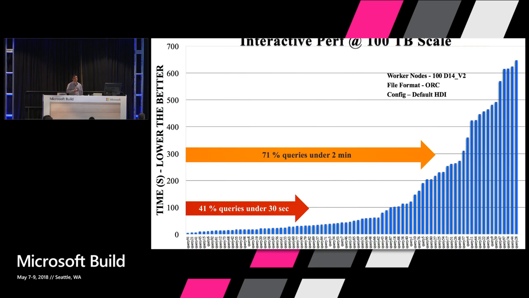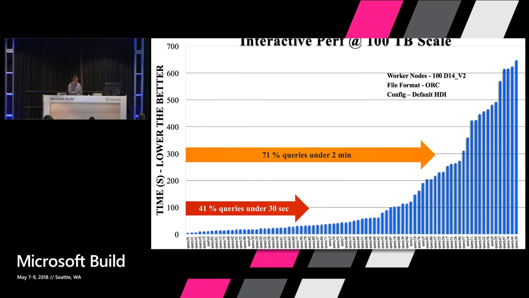41% of the queries got finished within 30 seconds, and 71% of them came back within 2 minutes. And in this case, the cluster was a 100 node cluster. Now, how much money did I spend to run this benchmark? In this case, it was $800 to run the 100 terabyte benchmark.